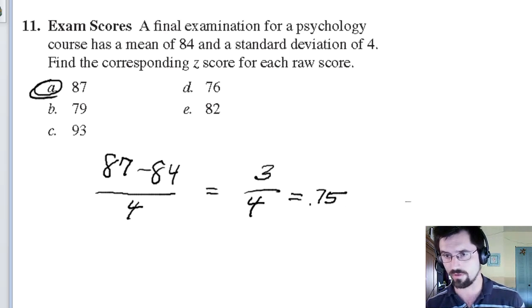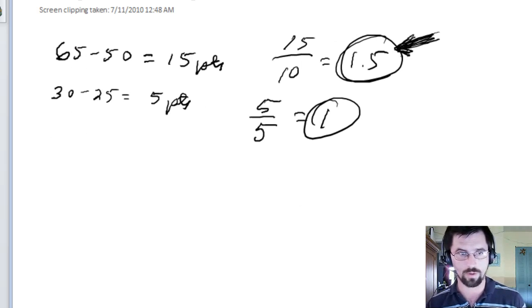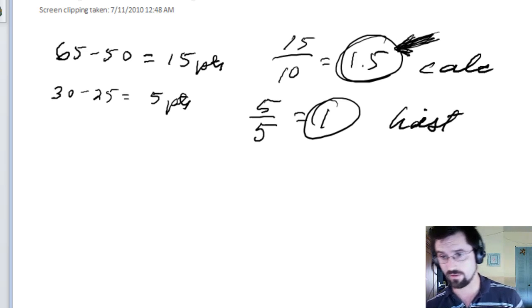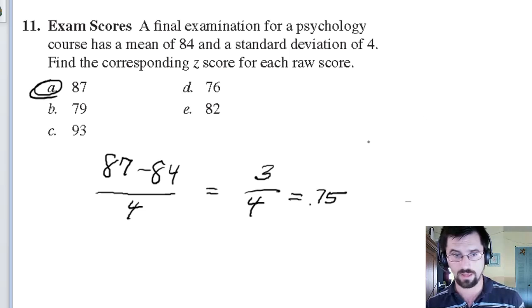So going back to our previous page, we had 1.5 was the calc test. We had 1 was the history test. And so we see now that 0.75 is this psych test. So worse overall, right? 0.75 is still better than average, but it's not as good as 1 standard deviation or 1.5, which we saw in the last example.